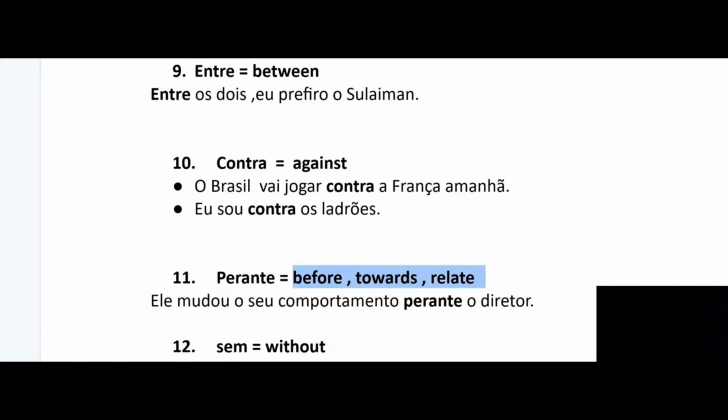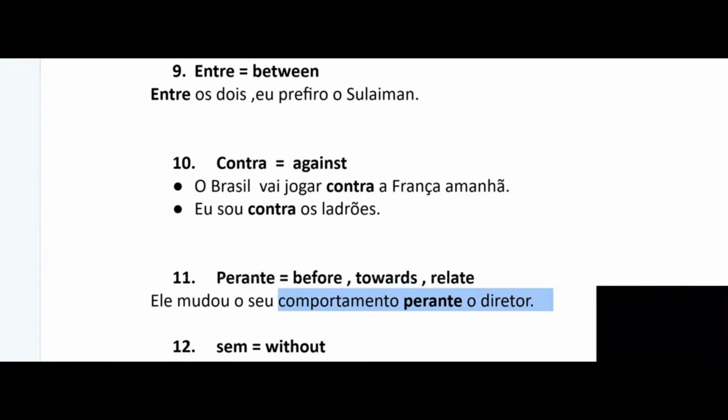One word. Example: Ele mudou seu comportamento perante o diretor. He changed his behavior. Comportamento means behavior. He changed his behavior towards the director. So mostly I prefer my students to use the word towards for perante, because that is the most common one you will hear.